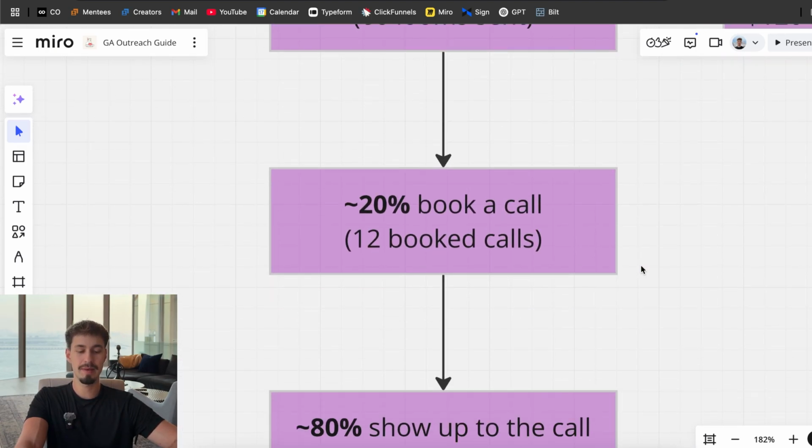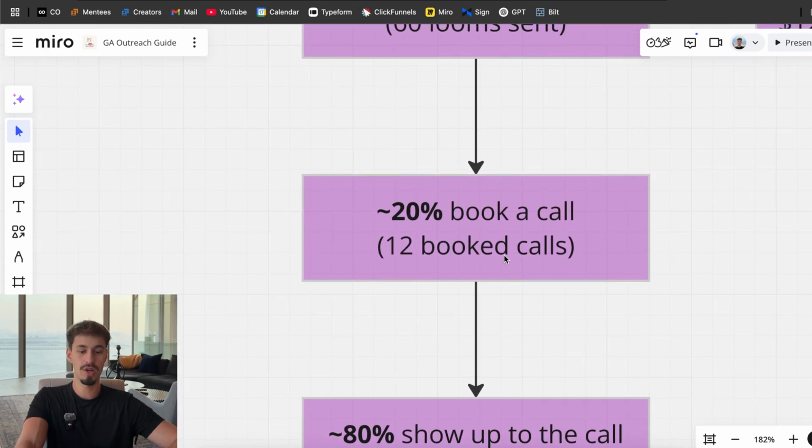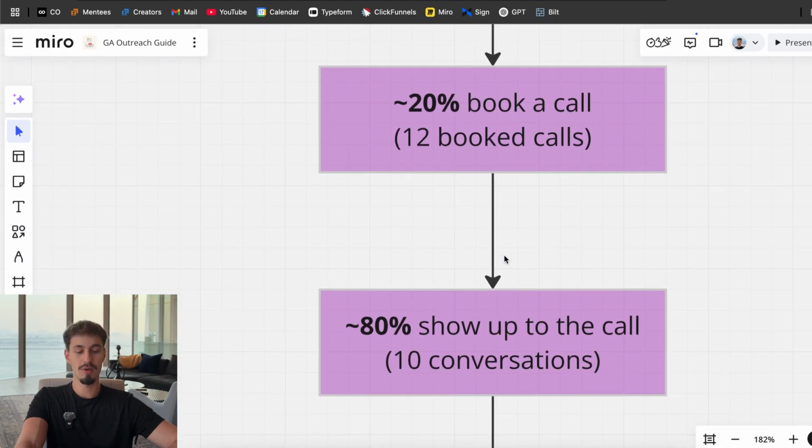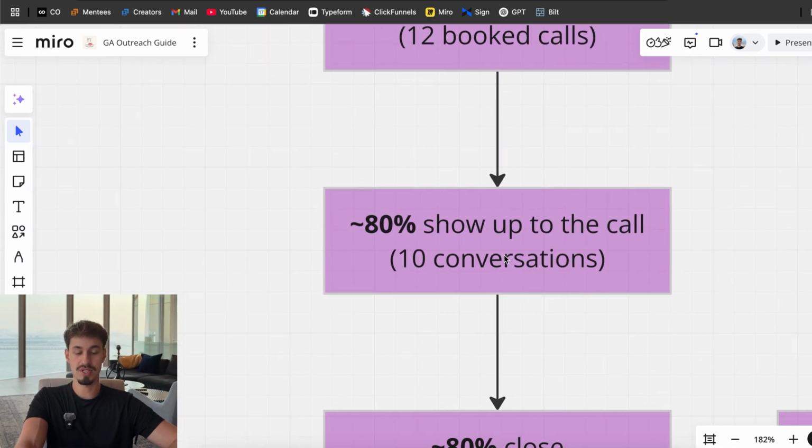And then of those 60 people, about 20% will actually book a call, which turns out to be 12 booked calls. Around 80% of them will show up to the call, which is 10 conversations.